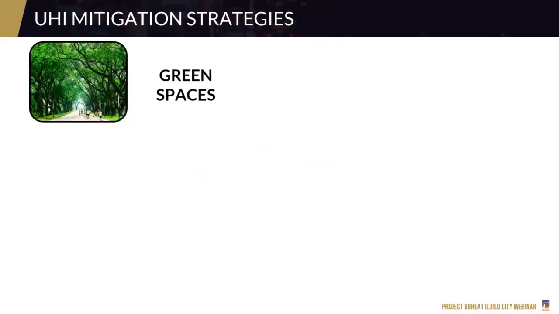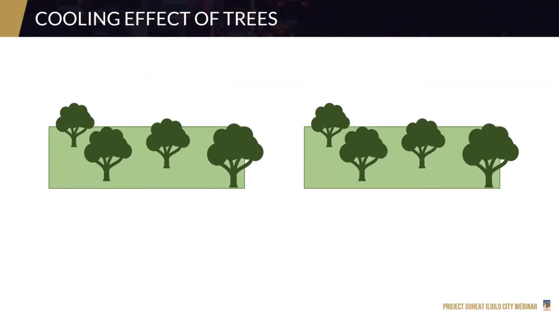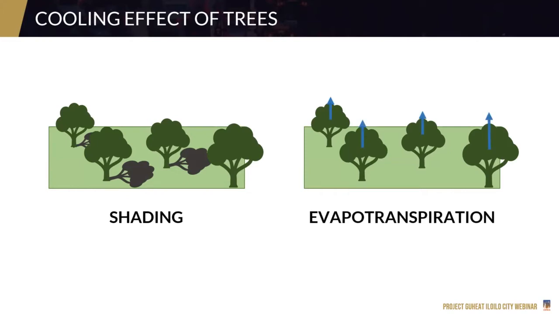The first one is pinaka-common, green spaces. Green spaces can be either mga green parks, mga rows of trees planted along the streets, or even sa bahay natin, mga gardens. So, paano ba nakakapag-cool ng temperature ng environment ang green spaces? It can cool the environment in 2 ways. First is through shading, and second is through evapotranspiration.